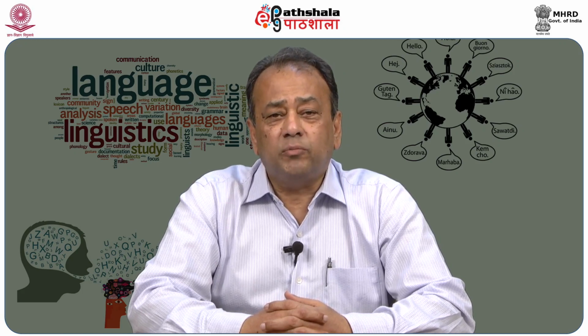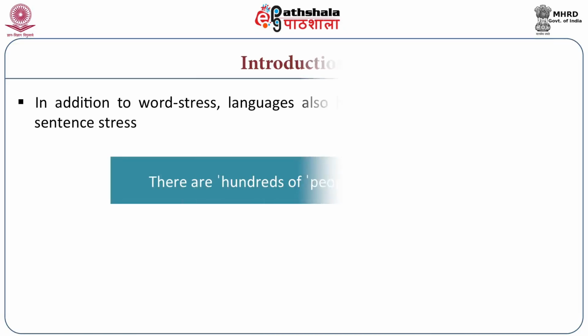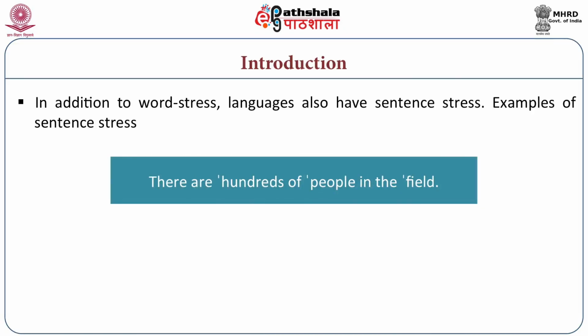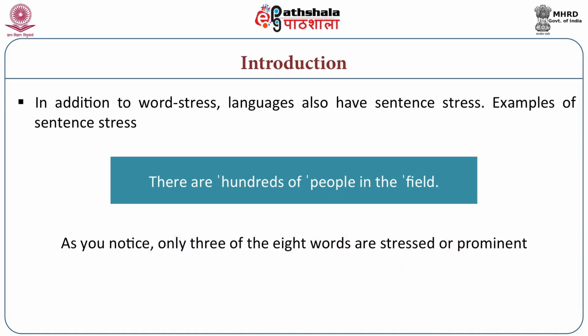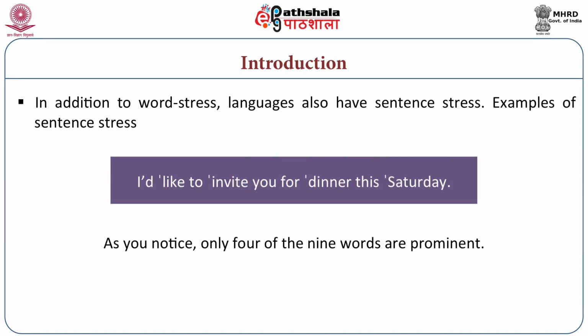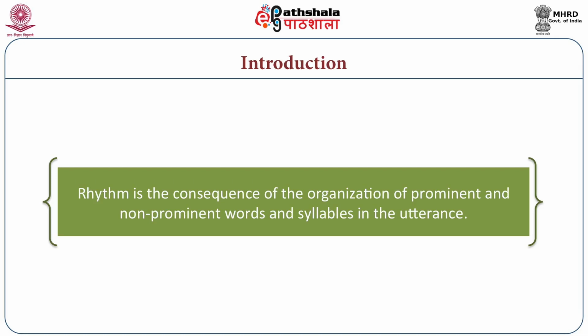Now, examples of sentence stress are on the screen. So there are hundreds of people in the field. I would like to invite you for dinner this Saturday. Notice that there are 8 words in the first sentence, but only 3 are stressed. And there are 9 words in the second sentence, and only 4 are stressed. Rhythm is the consequence of the organization of prominent and non-prominent syllables.